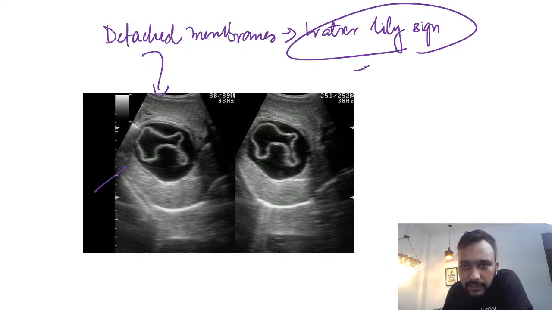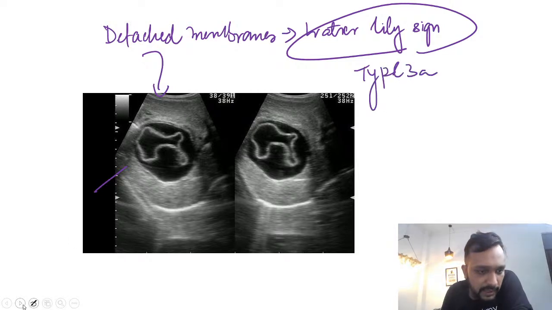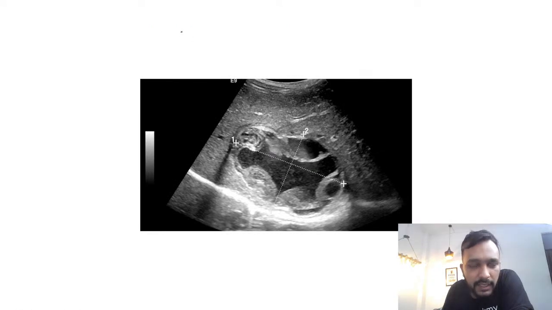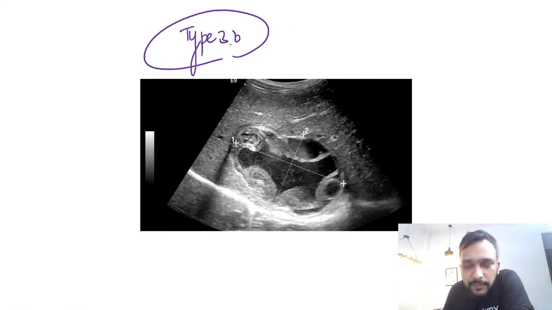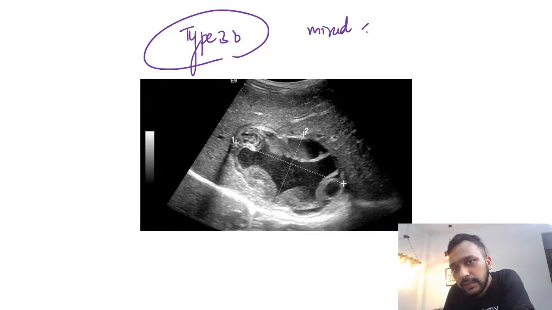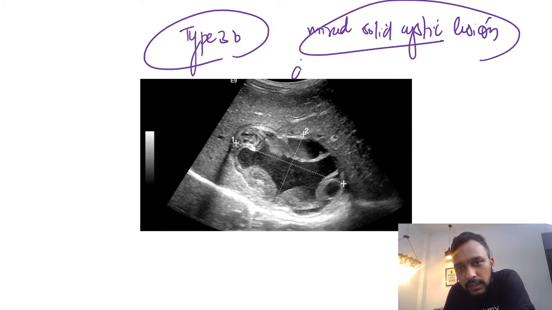This is type 3A according to Gharbi classification. And what is type 3B? In type 3B, you are going to see a mixed solid cystic lesion, and you are going to see daughter cysts as well.